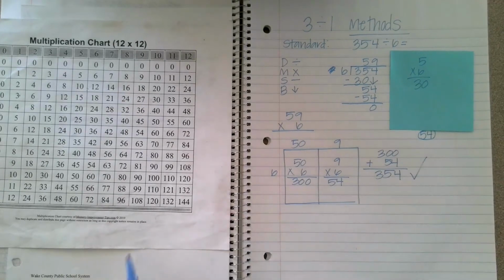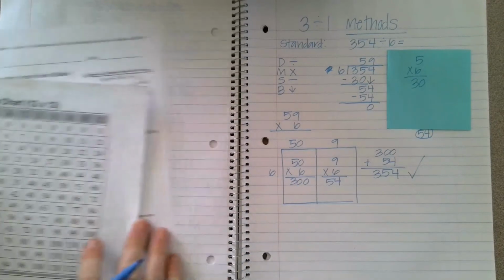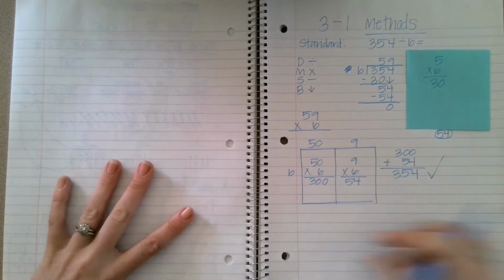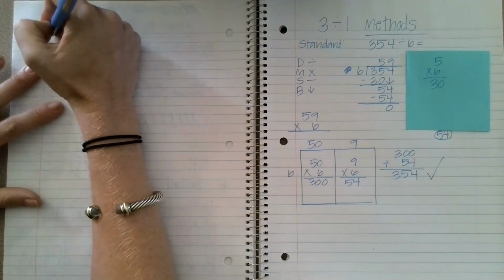And I get 354, which is exactly up here. So I know I'm correct. Now, I am going to show you, I don't think there's enough space right here. I'm going to show you, it is called the area model.